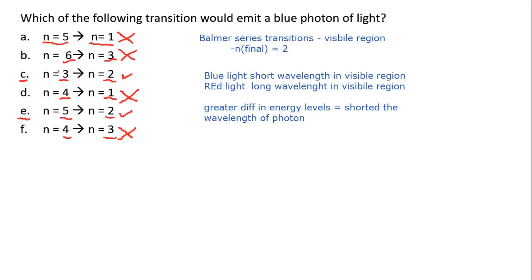So here we have N equal 3 to N equal 2. That has a difference of 1. Next, we have N equal 5 to N equal 2. That has a difference of 3. So the one that would emit a blue photon of light would be E. E is the correct answer. It would emit a blue photon of light, whereas C would emit a red photon of light.